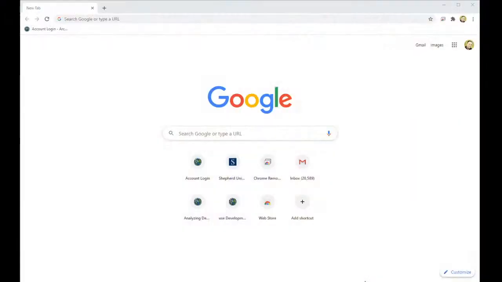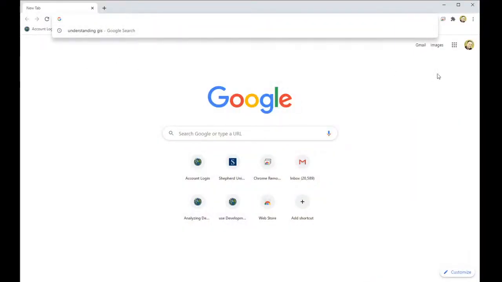And so let's go to the browser and open WebAssign.